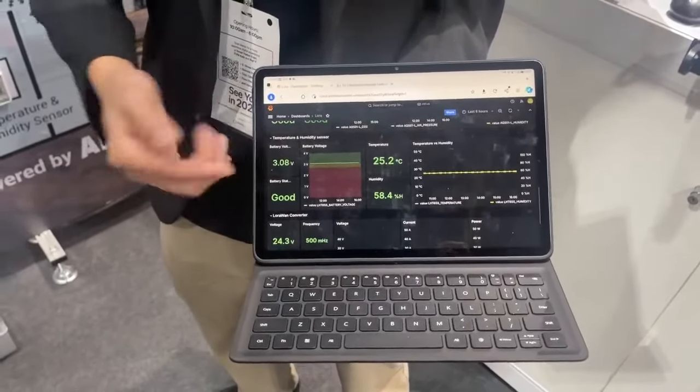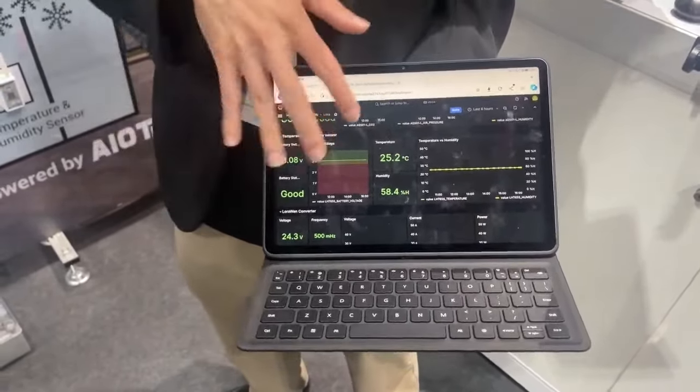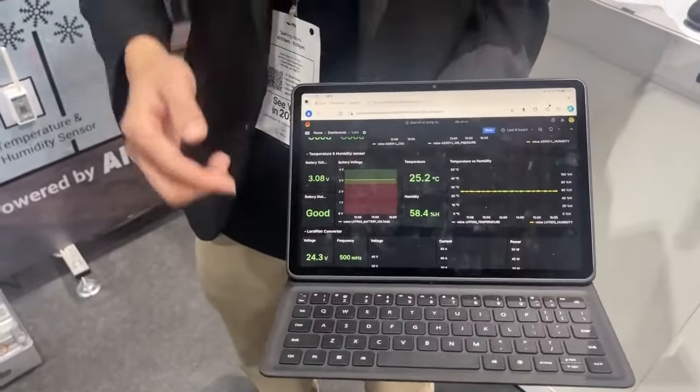So this one is the temperature and the humidity. The temperature over here is quite constant, and the humidity is also the same.